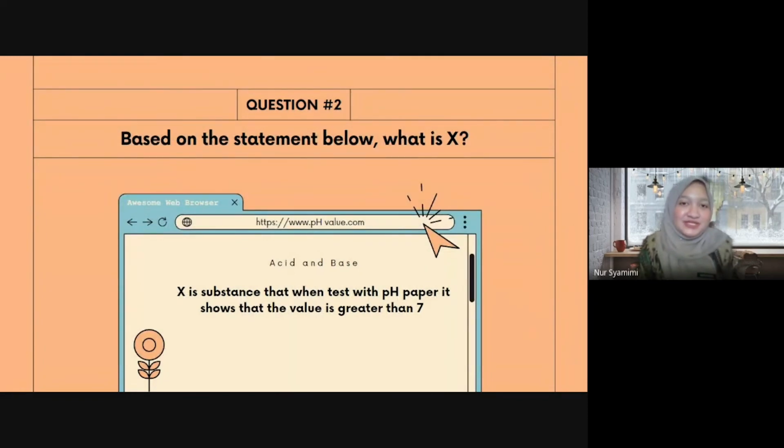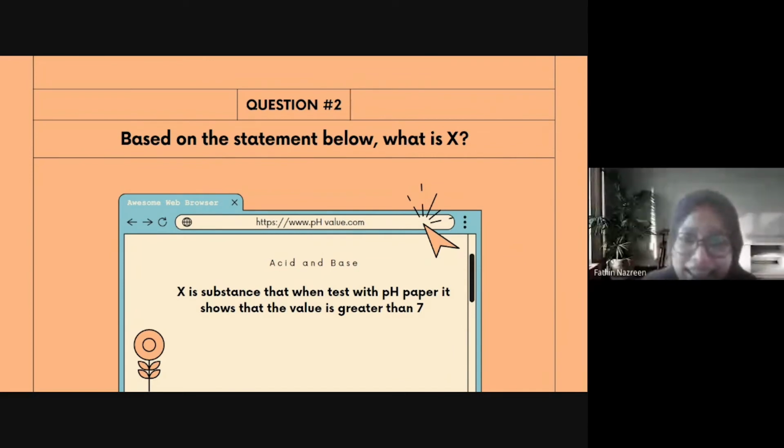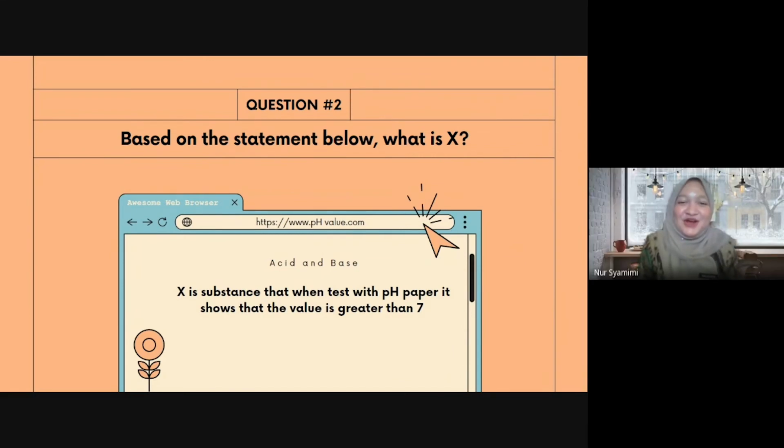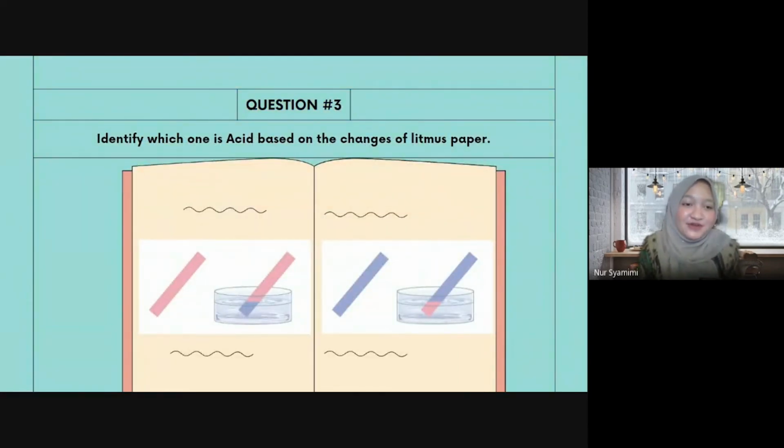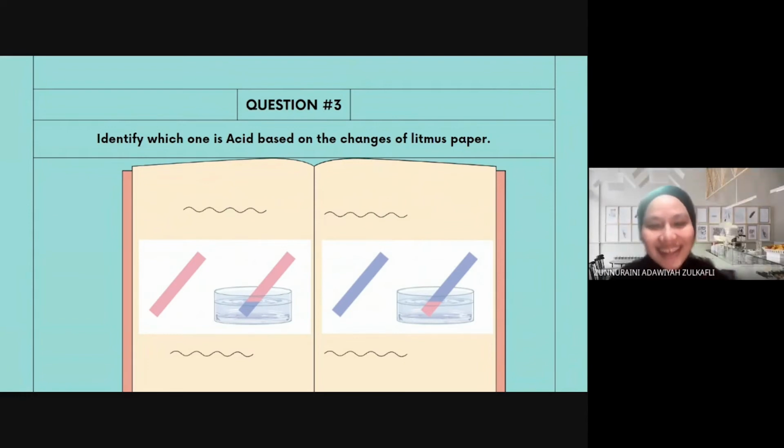Okay, so based on the statement below, what is X? X is substance that when tested with pH paper, it shows that the value is greater than 7. So, any volunteer? Me, teacher. Alright. It is an alkali. Yes, absolutely true. Alright, so let's move to the last question, which is to identify which one is acid based on the changes of litmus paper. Me, teacher. The answer is the left one is alkali and the right one is acid.